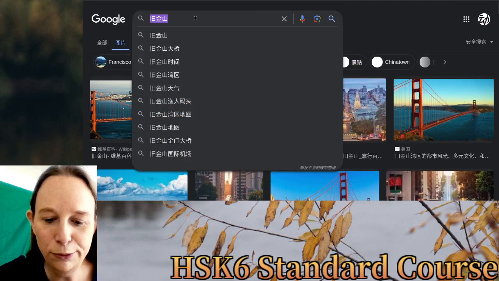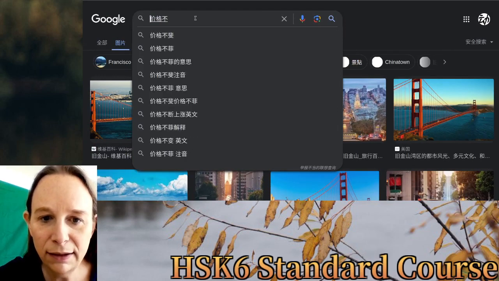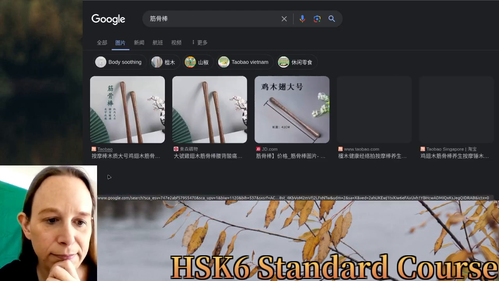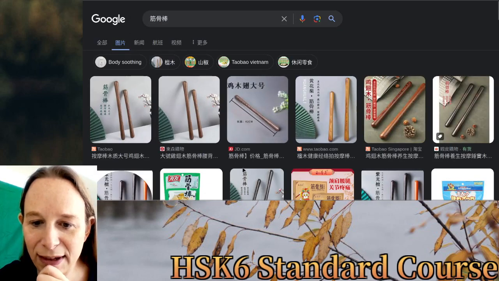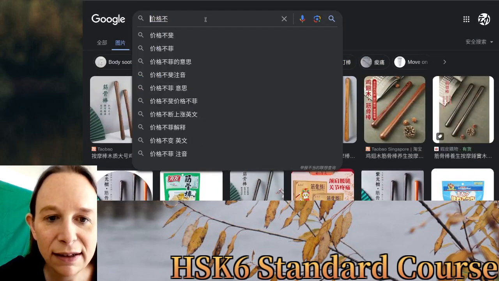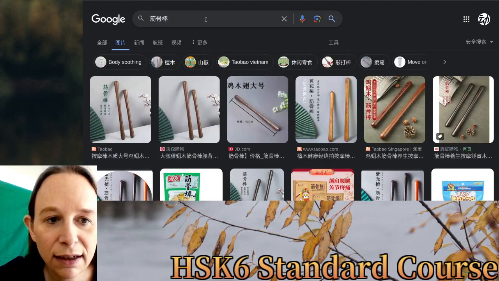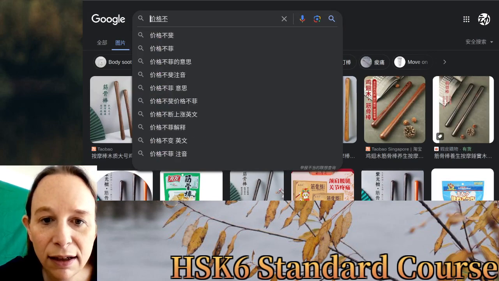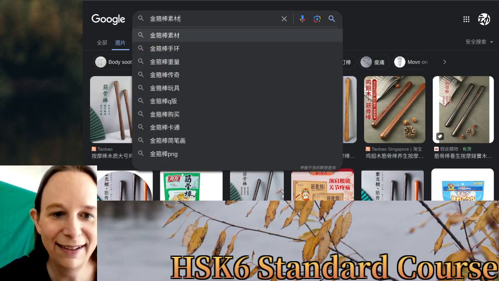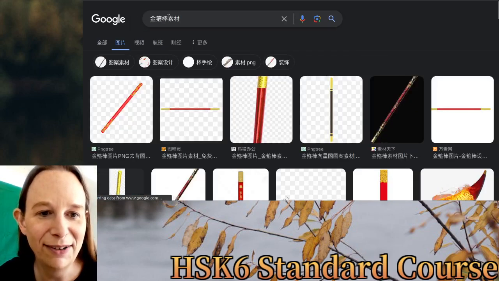And the other one is 金箍棒. Oh, no, this is different. Yeah, no, this is the wrong one. No, 金箍棒. No, it is the right one. I just inputted it wrong.